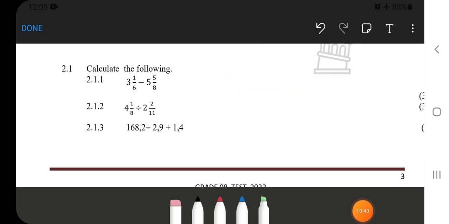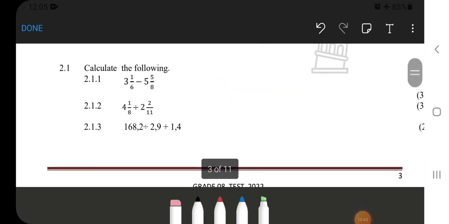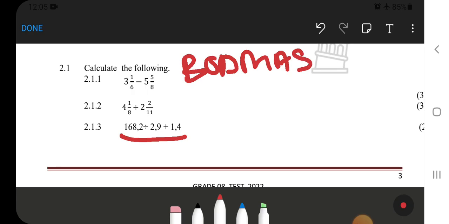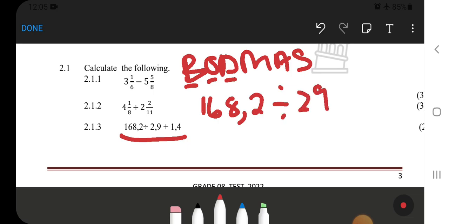2.1.2. So whenever you're given something like this one, remember BODMAS, brackets, then division. So division comes first. So we're going to start with 168.2 divided by 2.9. Let's do this. 168.2 divided by 2.9. That gives us 58.